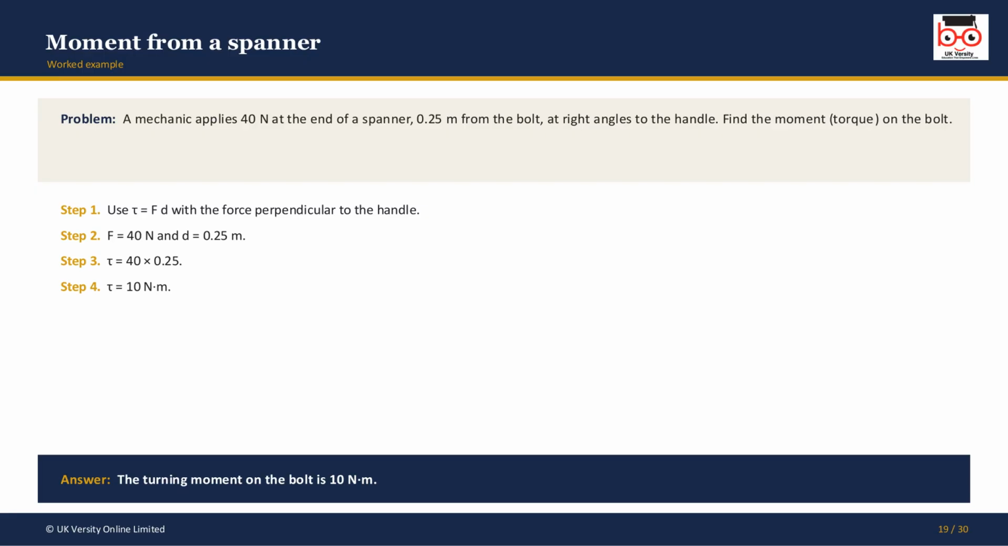The moment is just the force times the distance, so 40 times 0.25, which comes to 10 newton meters. So the turning effect on the bolt is 10 newton meters. Nice and simple when the force is already perpendicular to the handle.